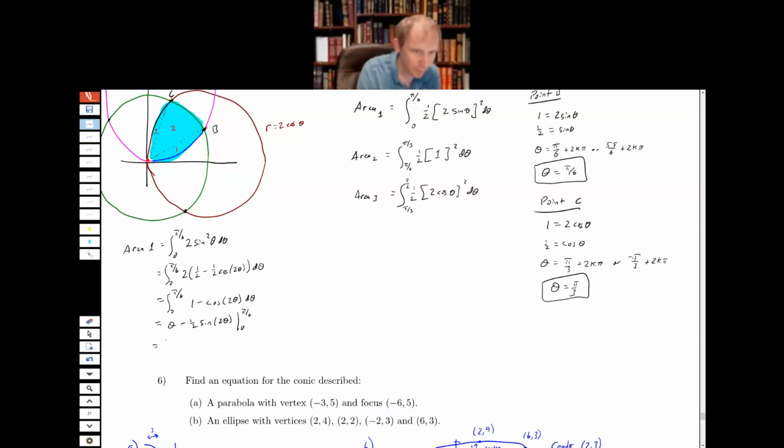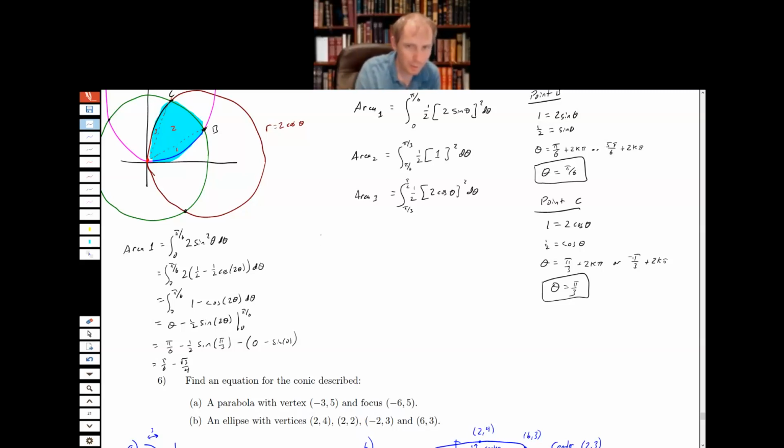When I plug in pi over 6, we'll have pi over 6 minus 1/2 sine of 2 times pi over 6, which is sine of pi over 3. And then minus, when I plug in 0, I'm going to get 0 minus 1/2 sine of 0. Sine of 0 is 0. Okay, so here I get pi over 6 minus 1/2 sine of pi over 3. Sine of pi over 3 is root 3 over 2, times a half is root 3 over 4.